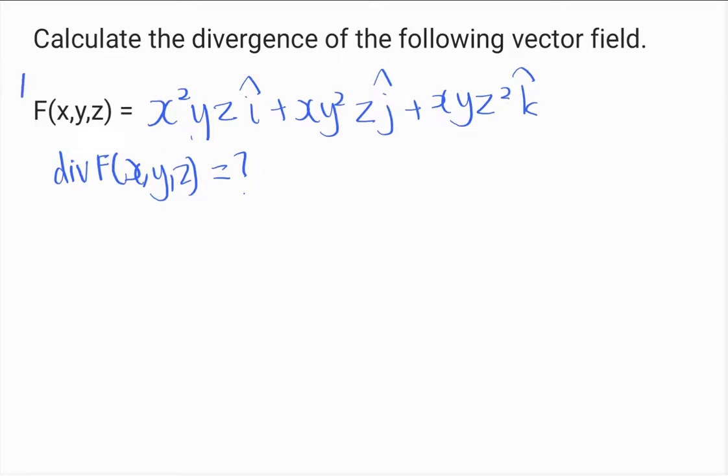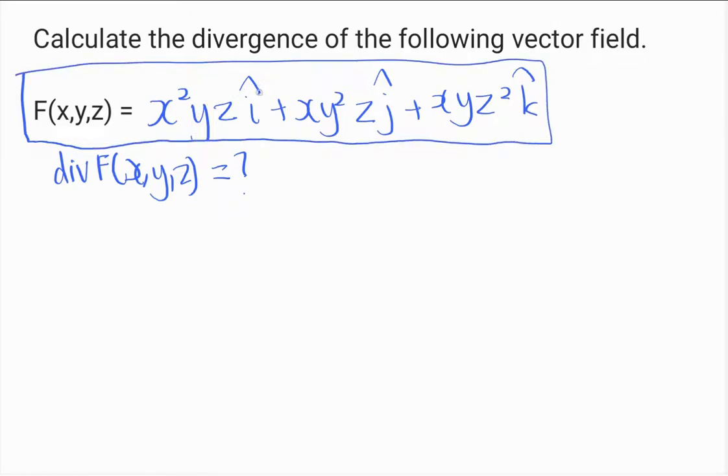So now we are given the following vector field, which has three components: I, J and K. The I component is x squared y z, the J component is x y squared z, and the K component is x y z squared. This is a three-dimensional vector, as you have vectors in three dimensions. Now our job is to calculate the divergence of this vector.